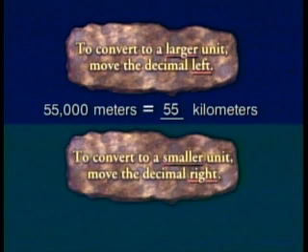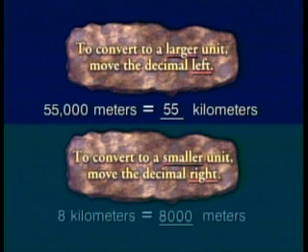The other rule is to convert to a smaller unit, we move the decimal to the right. When we converted from kilometers to meters, we changed to a smaller unit. We moved the decimal 3 places to the right because a meter is 3 units smaller than a kilometer. We call this the smaller right rule.